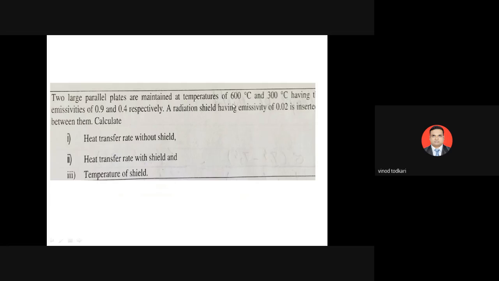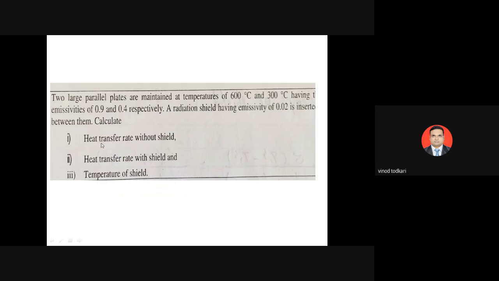Two large plates are there. They are maintained at temperatures 600 and 300. So what is given? T1 is given. How much will be T1? 600 plus 273, so it will be 873. How much is T2? 300 degrees Celsius means 300 plus 273, so it will be 573, right? And emissivity is 0.9 and 0.4 respectively. So epsilon 1 is 0.9, epsilon 2 is 0.4. A radiation shield having emissivity of 0.02 is inserted in between them. So epsilon 3 is given as 0.02.